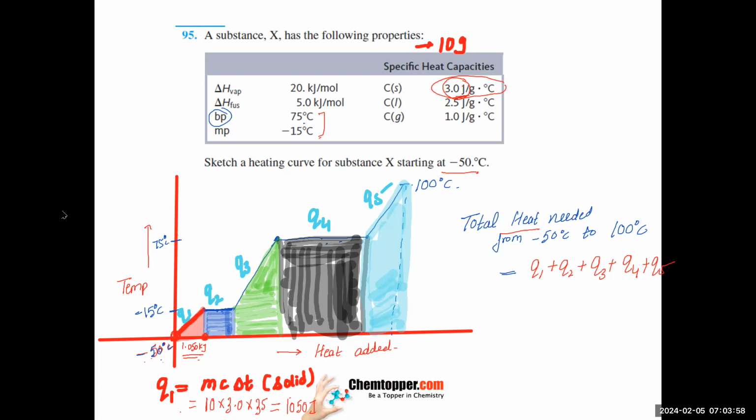How to calculate this particular Q2, this one? How to calculate this? Q2.